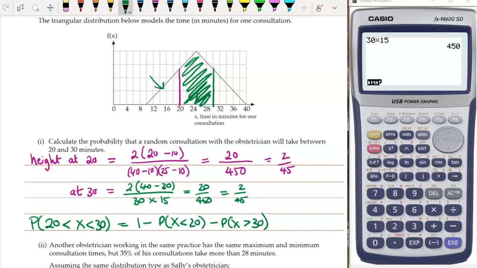Right now, less than 20 is half the base times the height. So half the base, well, the base is 10 and the height is 2 over 45. More than 30 is half times the base, which again is 10, times the height, which is 2 over 45. So let's calculate those. Times 2 over 45. And we'll double that for the two of them. And we're going to do 1 minus that. So our final answer is 5/9.